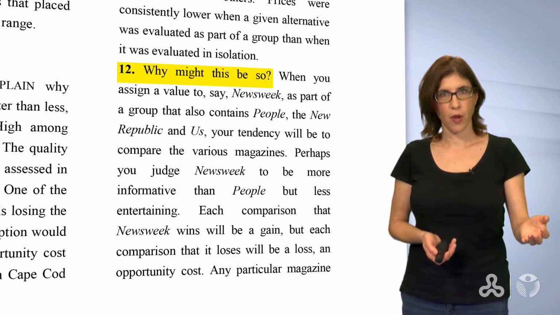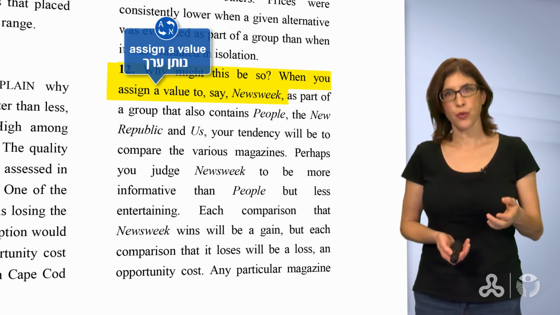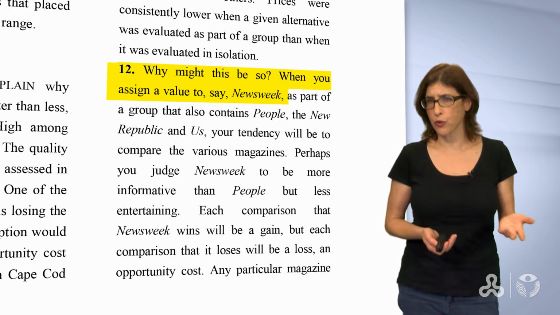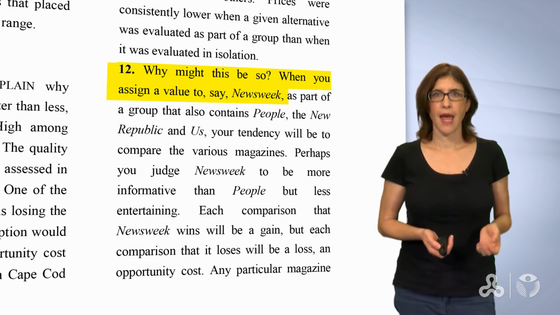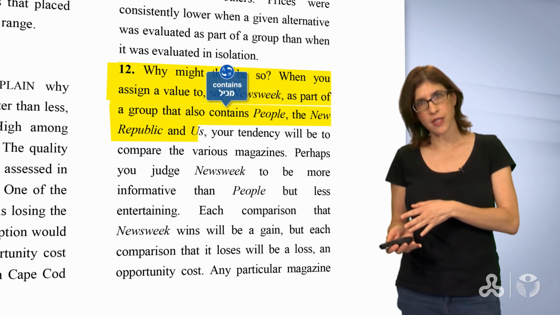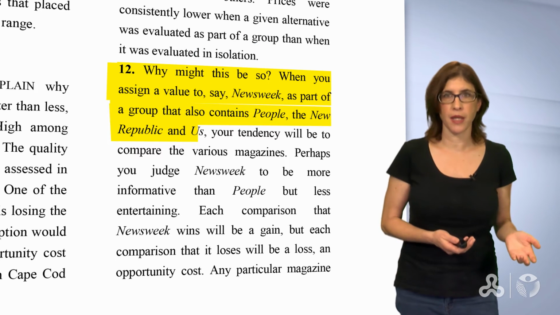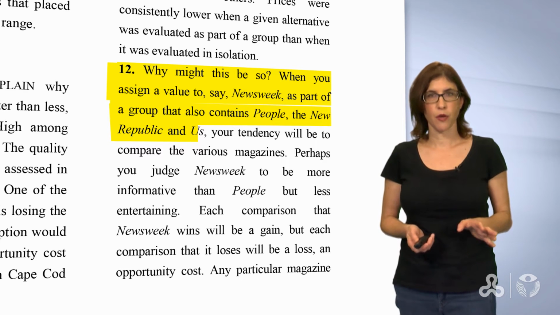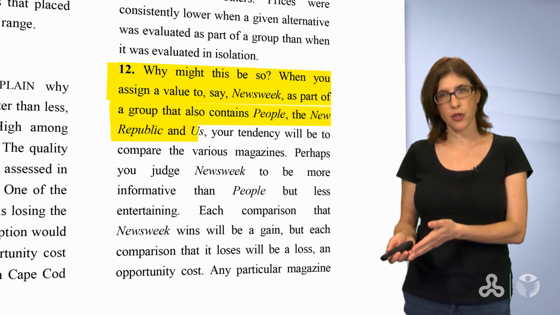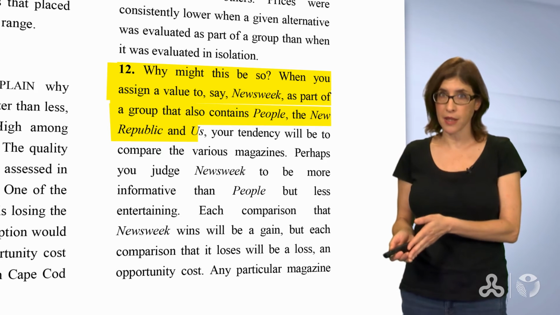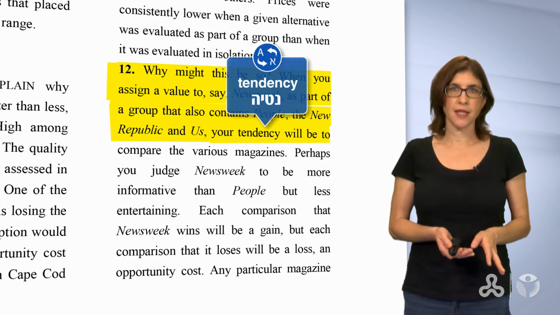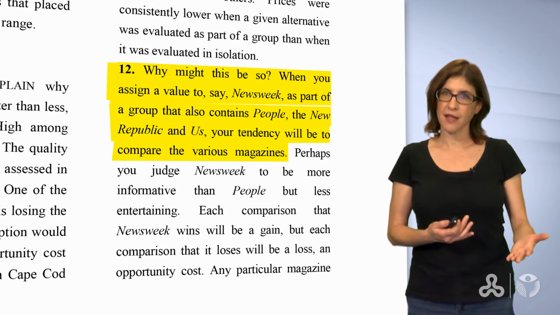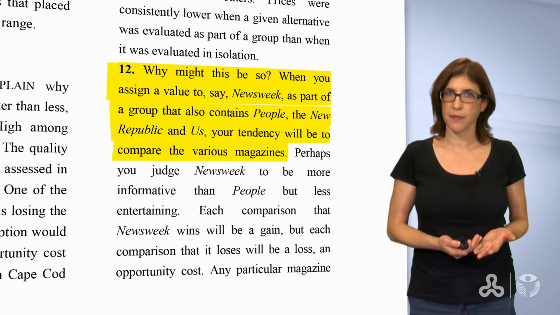So let's continue. When you assign a value to, say, Newsweek, as part of a group that also contains People, The New Republic, and US, these are names of magazines. Your tendency will be to compare the various magazines.